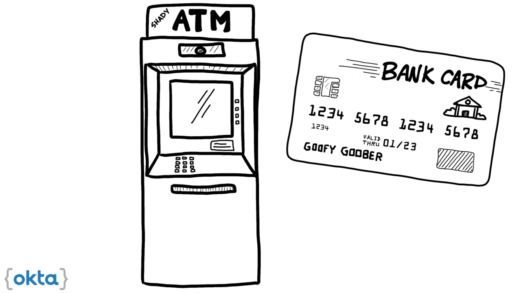An ATM can't work without the underlying bank infrastructure. Similarly, OIDC sits on top of OAuth and cannot work without the underlying OAuth framework.